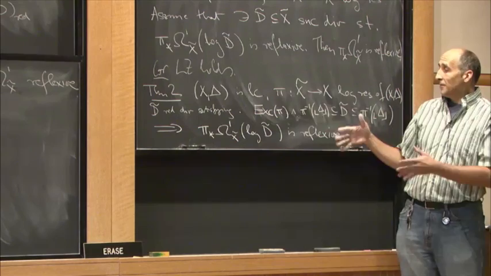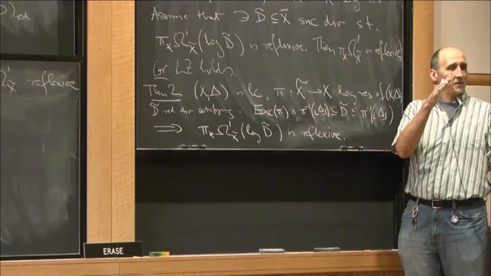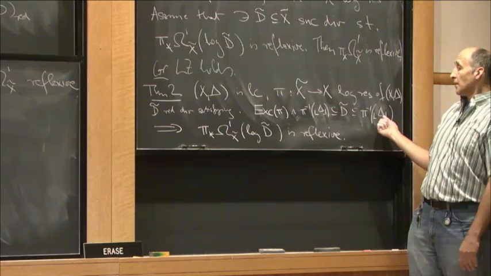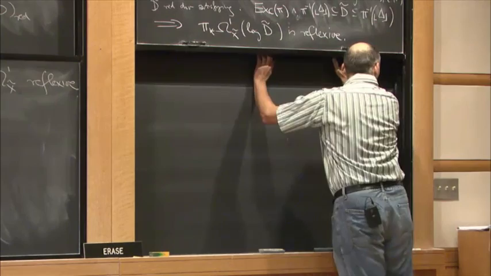But you cannot necessarily drop anything in between. So just the fact that this is reflexive doesn't mean that everything in between is reflexive. Does this make sense? So we have to add some divisor to get that. And then we could drop everything, but not necessarily in between. Let me try to make that more clear.